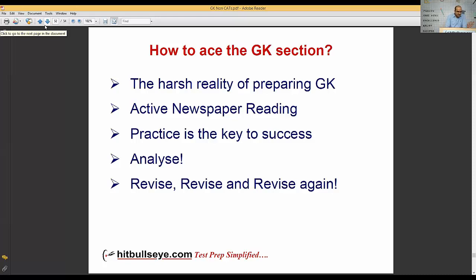Dhruv, when to start prep and how many hours per day? Wow, this is a tough question. I don't think I'm qualified to answer that. You should have started preparing much earlier if you have not started yet. How many hours per day? I can only talk about general knowledge. So again, you have to devote at least 1 or 2 hours every day only on general knowledge. I'm only talking about GK.